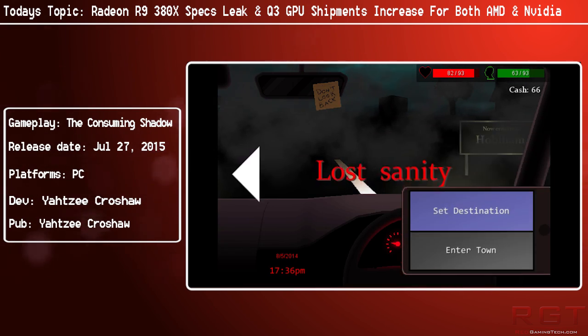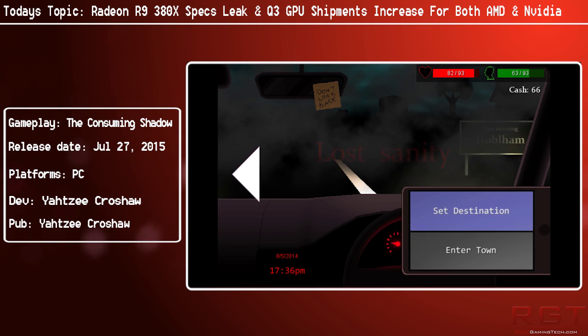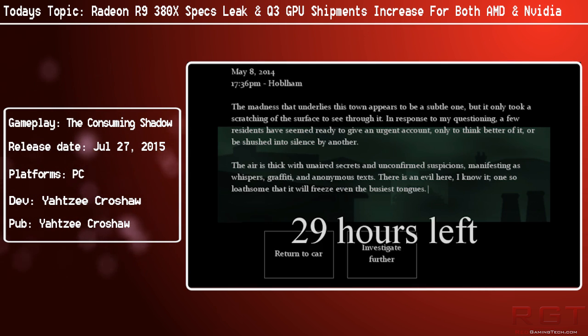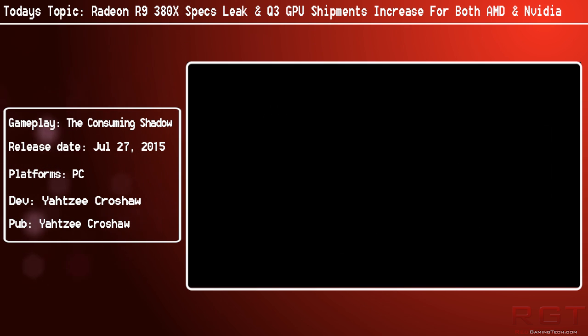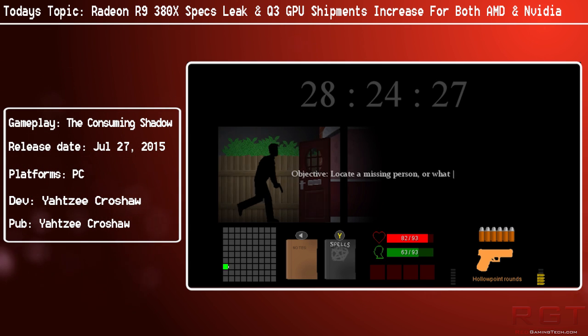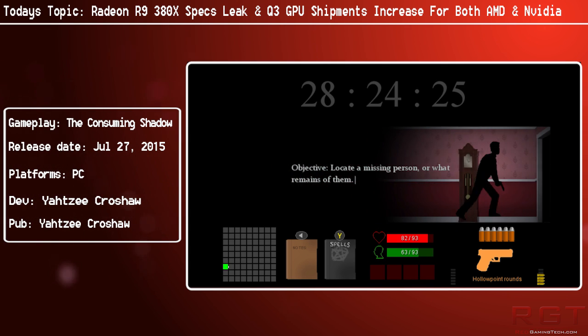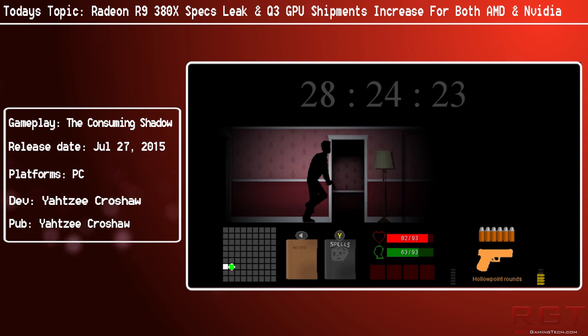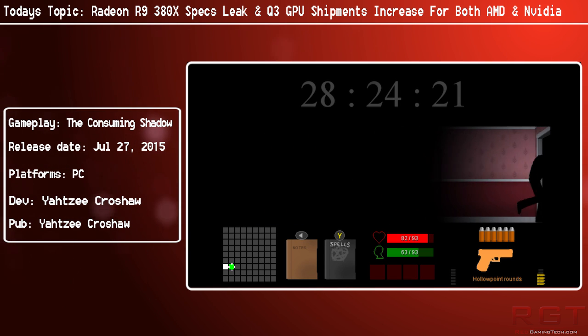Now, that's percentage, obviously, and this is overall unit shipments, which is pretty good. Nvidia's have also increased by 21.39%, so basically 21.4%, which is also quite nice.